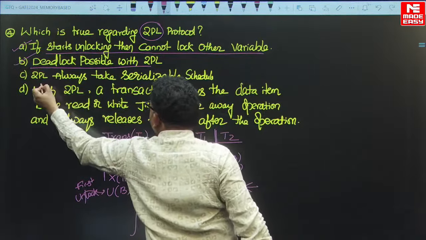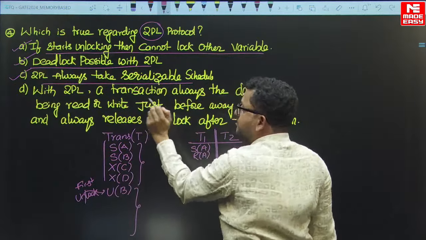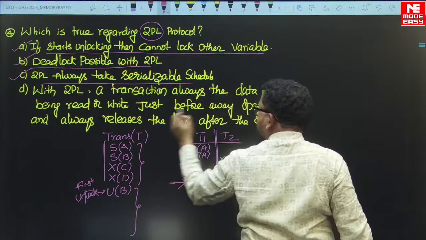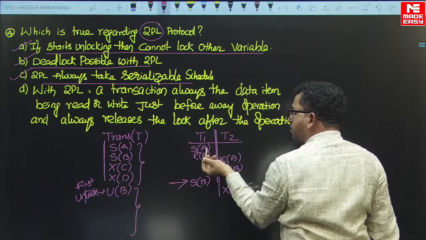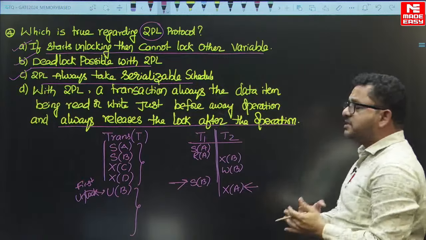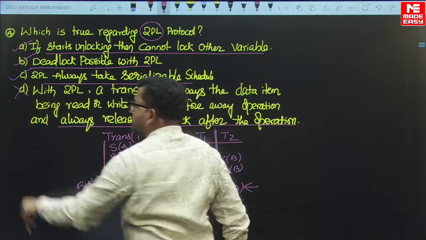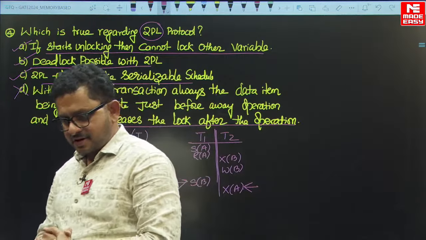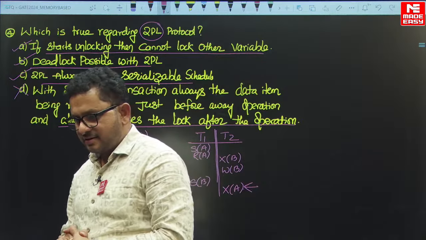2PL is always serializable, that too conflict serializable. It is a direct classroom notes statement. A transaction always locks the data item being read or written just before the read or write. But it is not required to be unlocked just after the write or read operation. So A, B, C are the true statements, right? Is it fine?